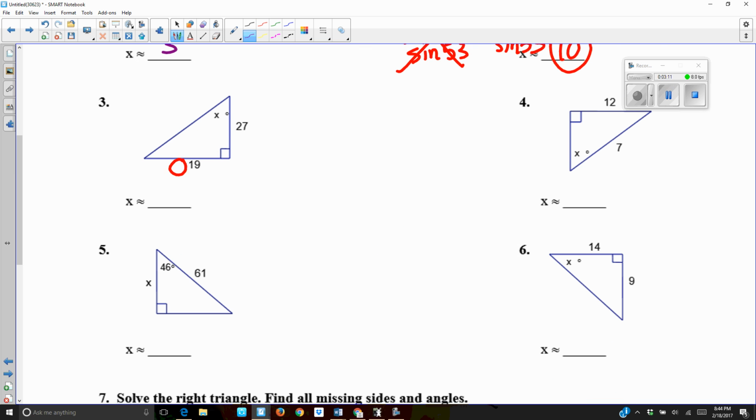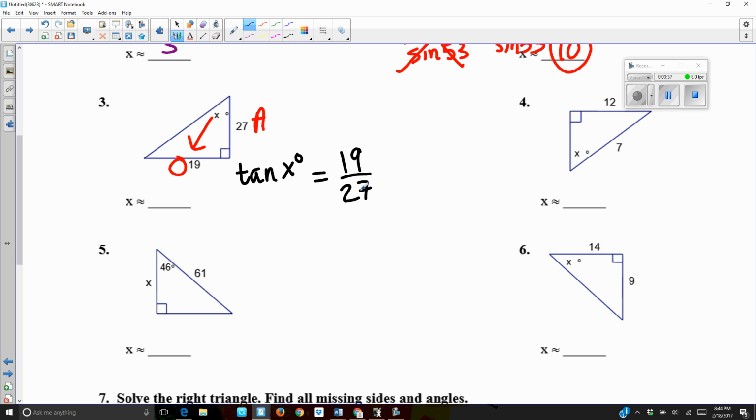Number 3, 19 is the opposite side from the given angle, and 27 is this time the adjacent side. 27 is not opposite, and it's not the hypotenuse, so that means it's adjacent. So you're going to use the tangent trig function. This time they don't give us the angle. So the tangent of x equals the opposite side over the adjacent side.